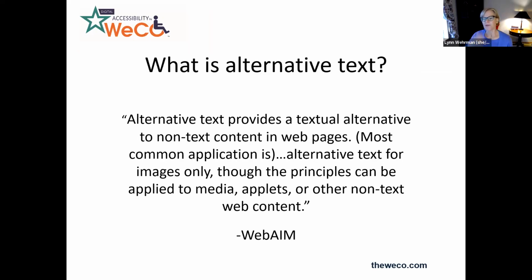So let's begin by defining what alternative text is. This slide shows the following quote from WebAIM, which is one of my favorite accessibility organizations. Alternative text provides a textual alternative to non-text content in web pages. Most common application is alternative text for images only, though the principles can be applied to media, applets, and other non-text web content. That's a long-winded way of saying that alt text makes things that are visual available to non-visual users, and sometimes to those of us who live with cognitive disabilities, it can provide more clarification.